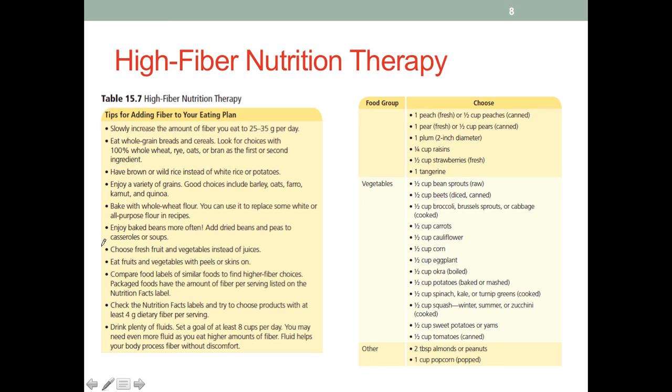So these tips are very useful for clients. They'll be asking you what they should be eating, and this is pretty straightforward here. So it would definitely be handy to have for a nutrition education session.